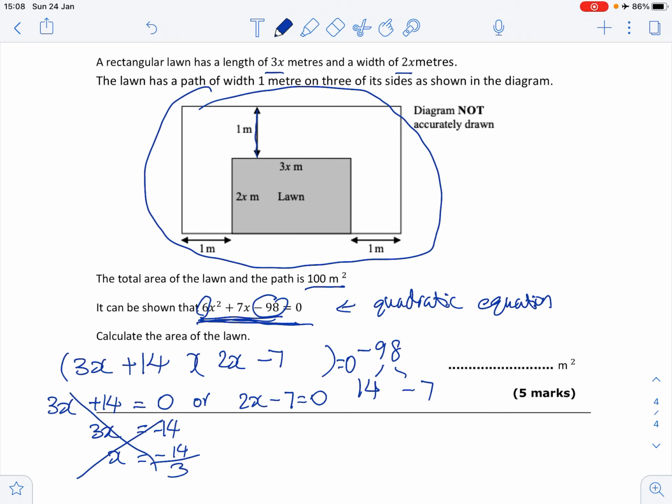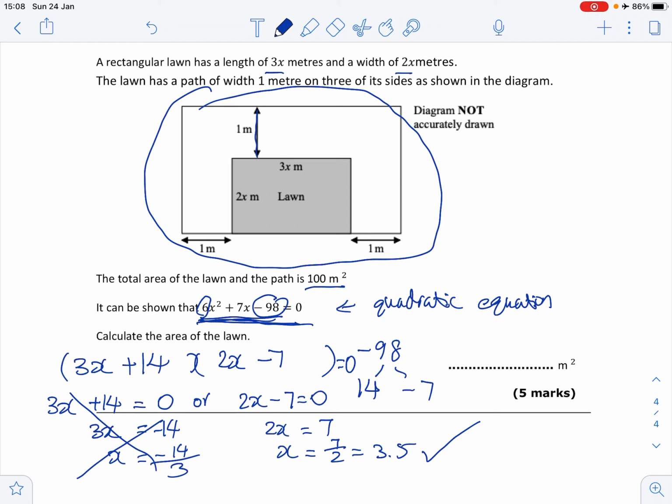So that's not the right solution because length cannot be negative. So 2x equals to 7. X equals to 7 over 2, which is 3.5. So we know the value for x is 3.5.